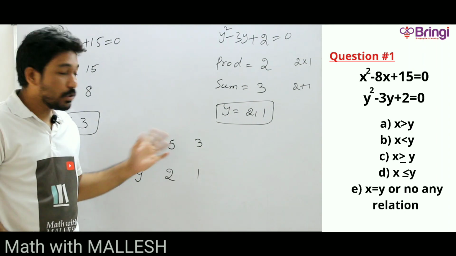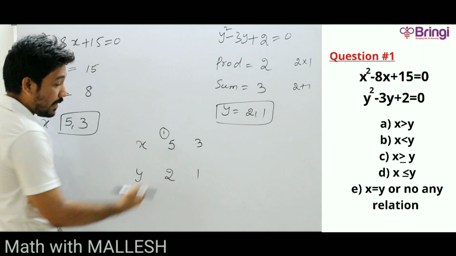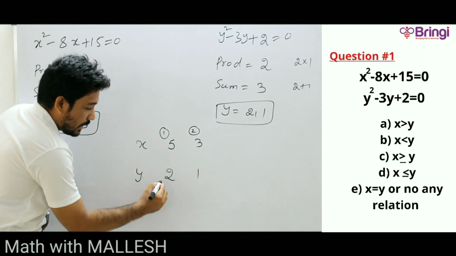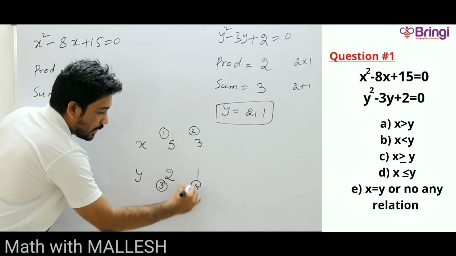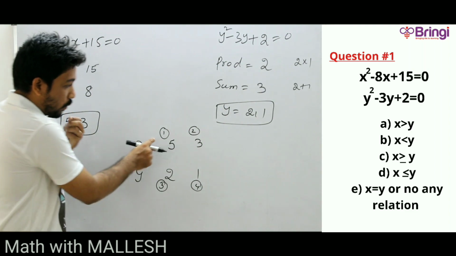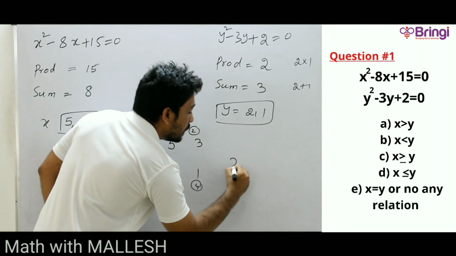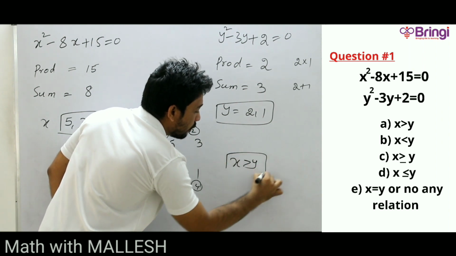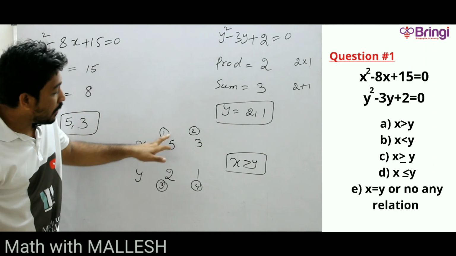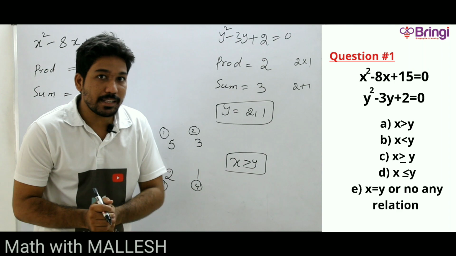Now give rankings according to the value. What is biggest value? 5, rank 1. And what is the next number? This rank is 2 and this rank is 3 and this rank is 4. 1 2 3 4, we already discussed. 1 2 3 4 is x greater than y. Why? Because x occupied 1 2 positions and y occupied 3 4 positions. So x greater than y.